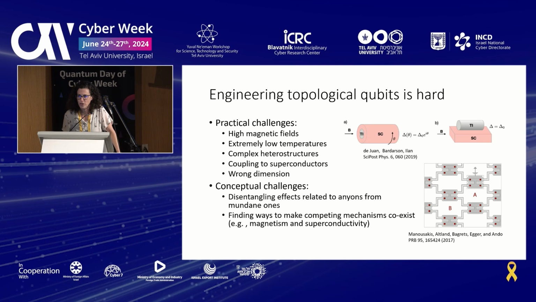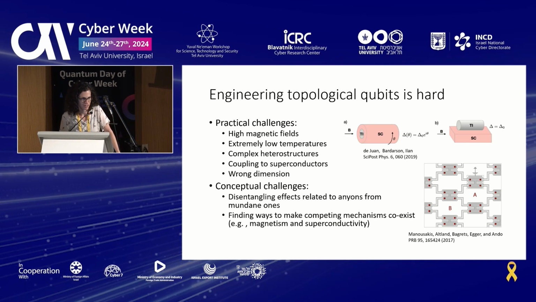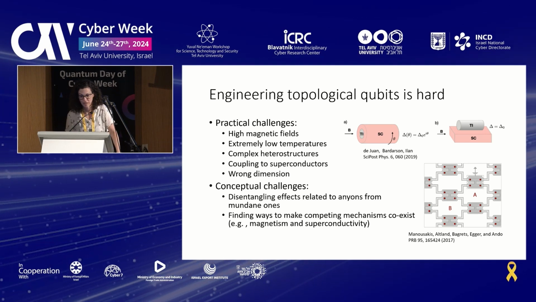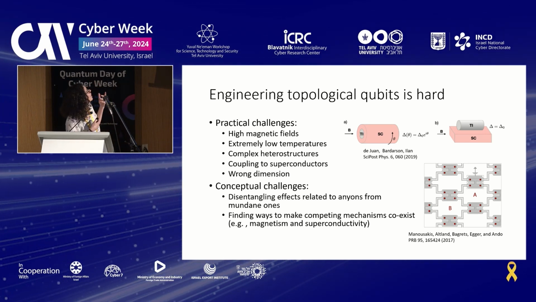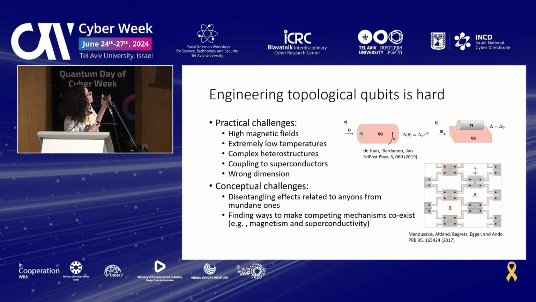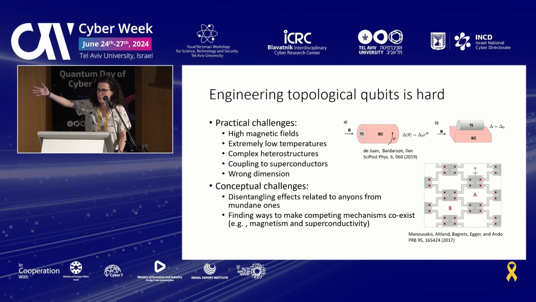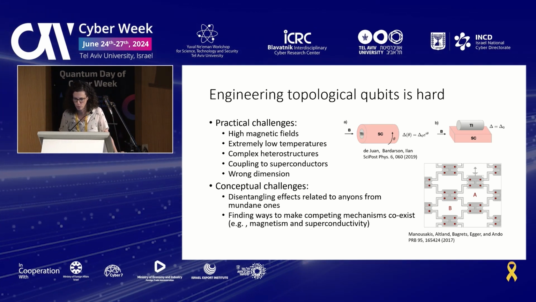Okay, so engineering topological qubits is very hard, and also seeing them naturally in systems requires a lot of extreme conditions and resources. There are practical challenges. You either need high magnetic fields, extremely low temperatures, complex heterostructures. You need to couple to superconductors. You're in the wrong dimension, 1 instead of 2.